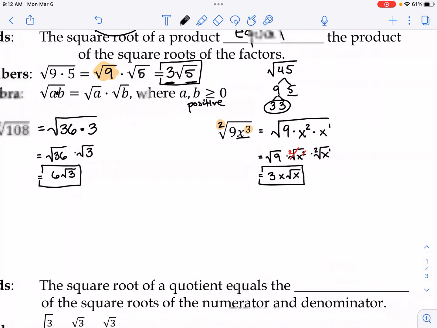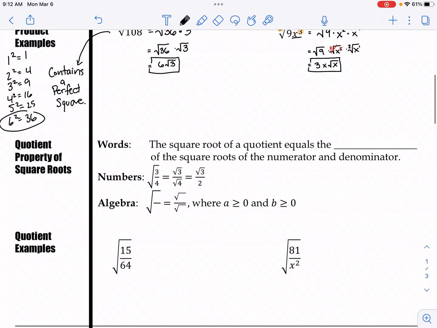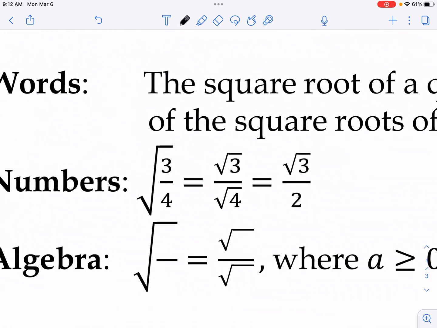All right. So from here, let's go on to the next part. That was product. Now we're working on quotient, which means to divide. It says the square root of a quotient equals the quotient of the square roots of the numerator and denominator. That's a lot to see right here, so let's look at a numerical example. If we have the square root of 3 over 4, that's equal to, if you just take the square root of each individual thing, square root of 3 over the square root of 4.